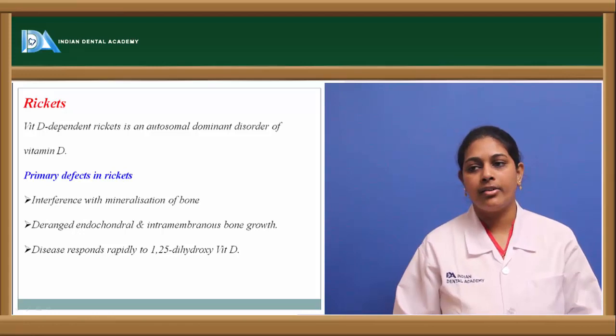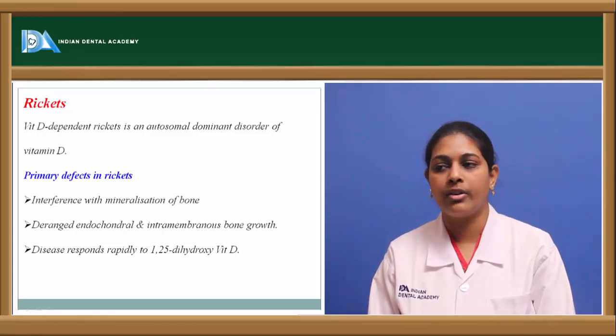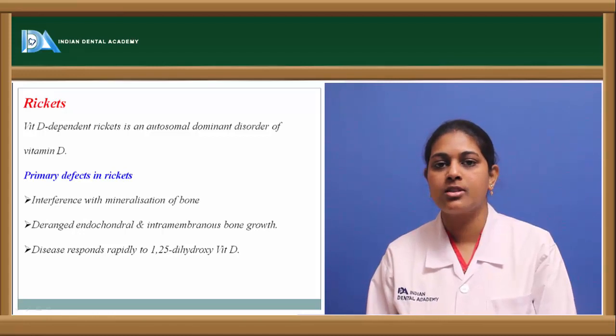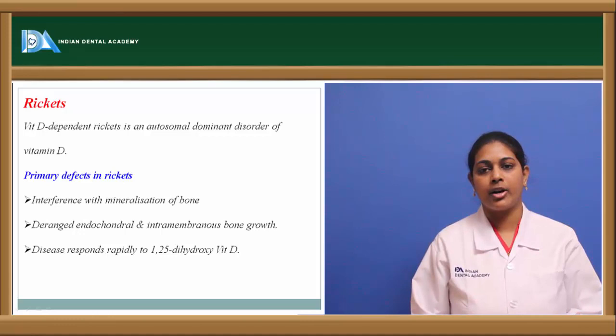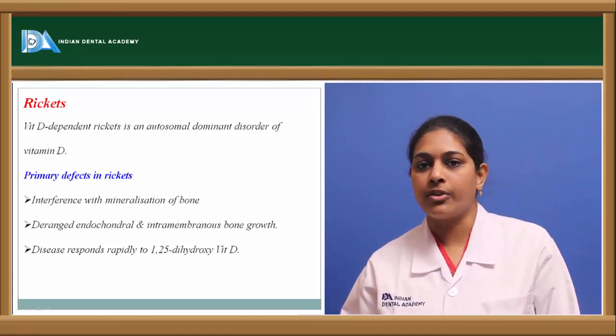Then the other feature of the primary defect in rickets is that the disease responds rapidly to 1,25-dihydroxy vitamin D. That is, rickets patients can be treated with 1,25-dihydroxy vitamin D supplements. So these are the features of rickets.